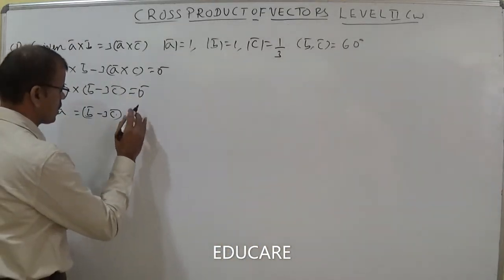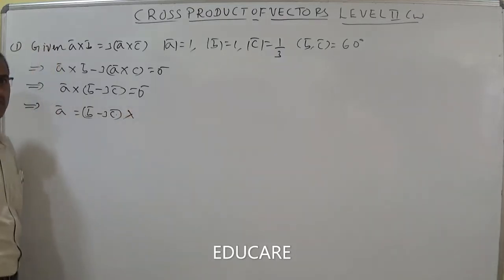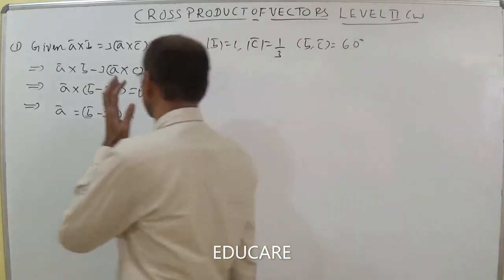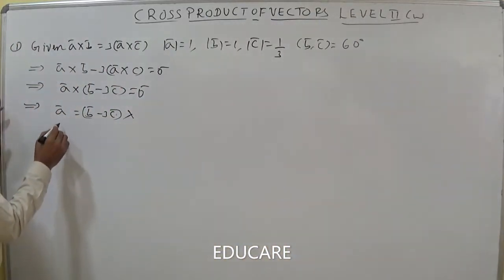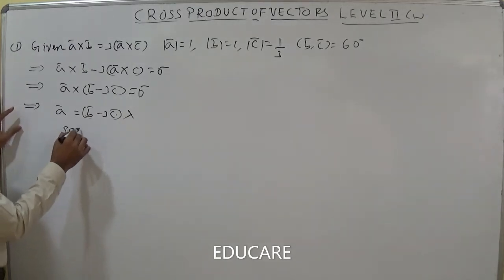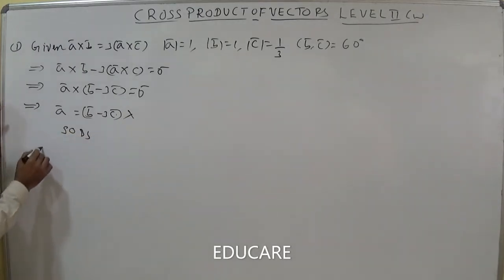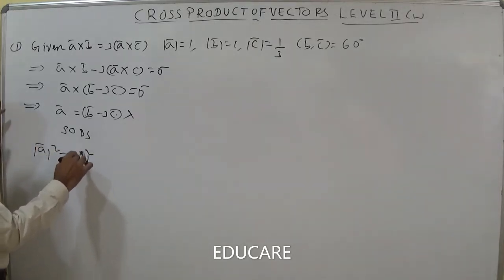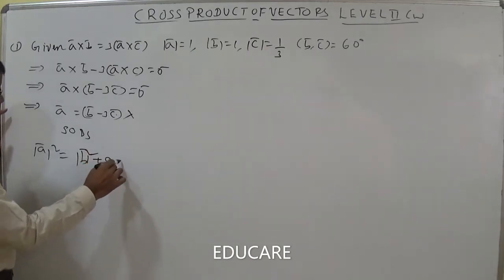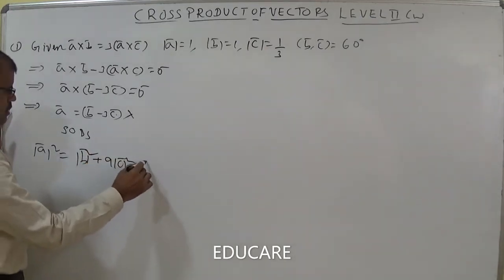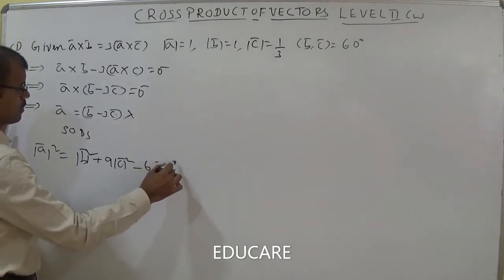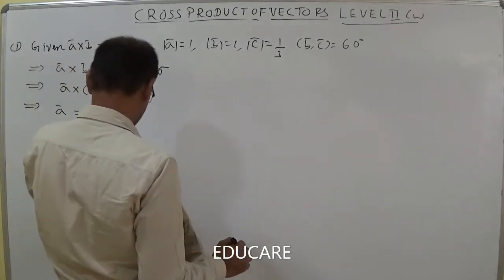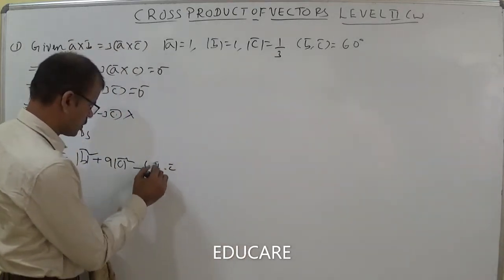Lambda is a scalar. We had written that if two vectors are parallel, one vector can be expressed as a scalar product of the other. So A bar is equal to (B bar minus 3C bar) into lambda. If we take squaring both sides, modulus of A bar square is equal to modulus of B bar square plus 9 into modulus of C bar square minus 6 B bar dot C bar, with 6 into B bar dot C bar.